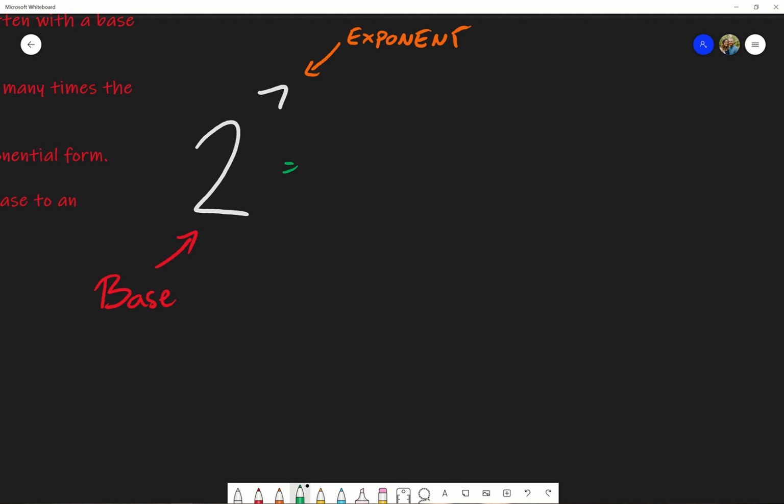So we would take this equation here, and we would say this is going to turn into 2 times 2 times 2 times 2 times 2 times 2 times 2. Let's double check that. 1, 2, 3, 4, 5, 6, 7. Yes, 7 times we are multiplying 2 by itself. And then to solve that, we just multiply all those things. But this would be exponential form right here.